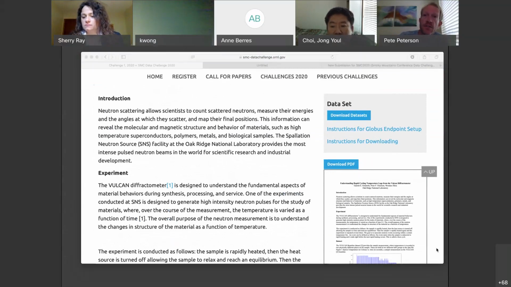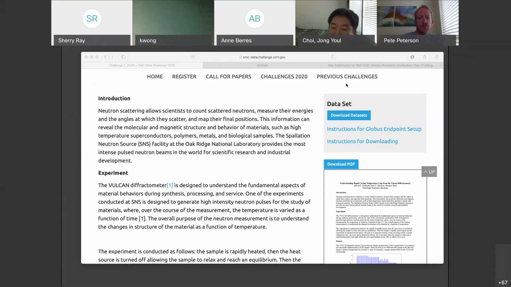So this is a data set that is taken from the Vulcan diffractometer at the Spallation Neutron Source. The Vulcan diffractometer is used for studying engineering materials. So this is how they behave during processing, operation, and how they're made. Because of this, most of what they do is what is known as in situ measurements. A particular style that's being shown here in this particular challenge is a pump probe measurement, where they brought the temperature of a material up to a high point around 800 C, and then let it cool naturally to ambient temperatures, and then they heat it again and cycle that many, many times.